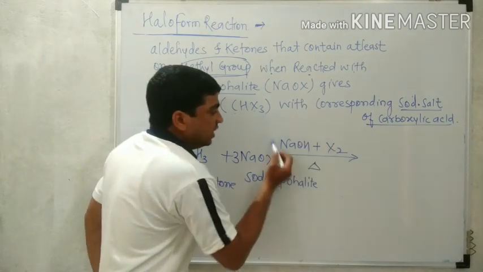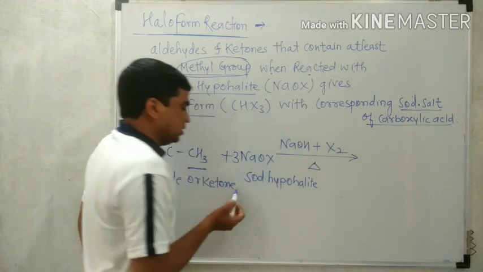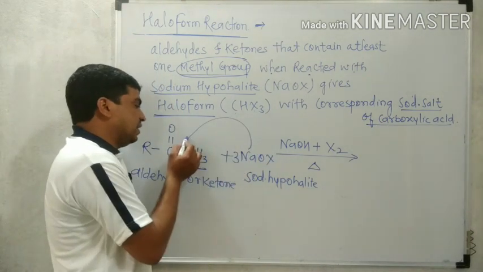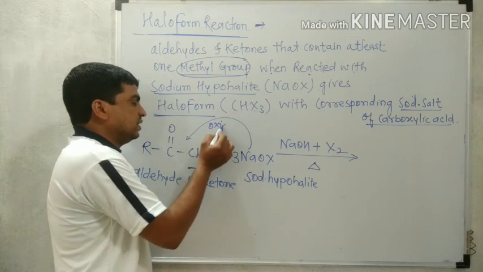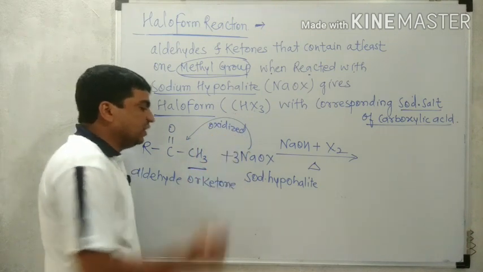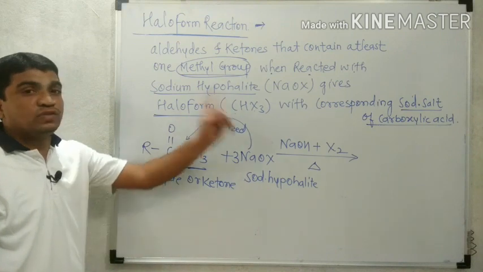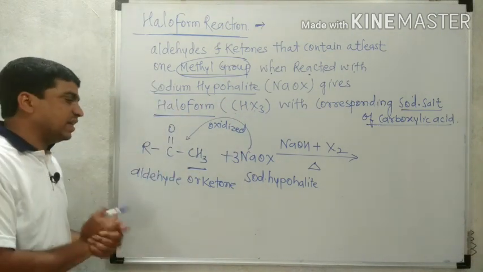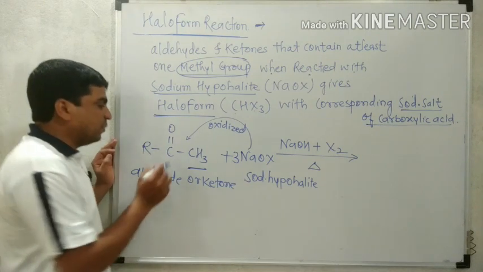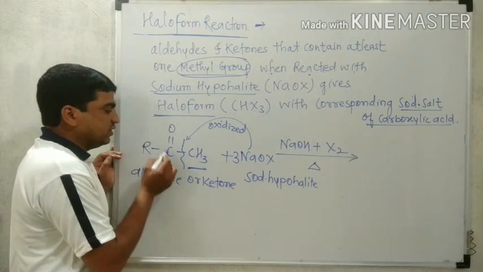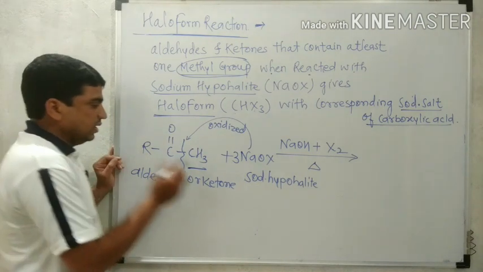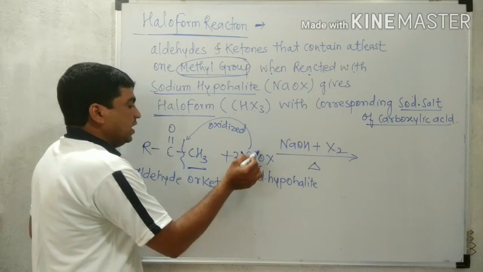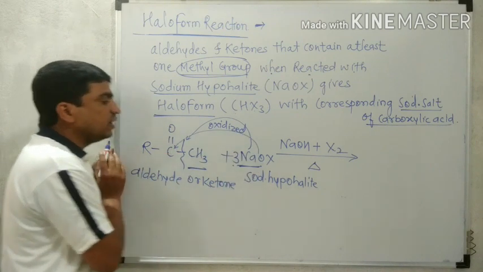Then, in the reaction of halogen and NaOH, sodium hypohalite is obtained, and that sodium hypohalite oxidizes the aldehyde or ketone into the corresponding carboxylic acid sodium salt, with the important product being haloform. So now what happened in the reaction? The breaking of this carbon-carbon bond takes place. Here the ONa gets attached to this carbon.